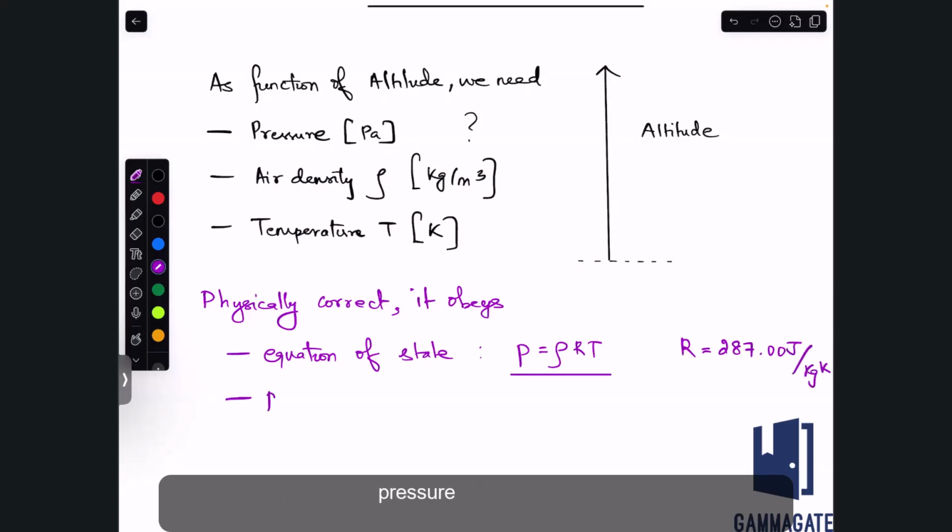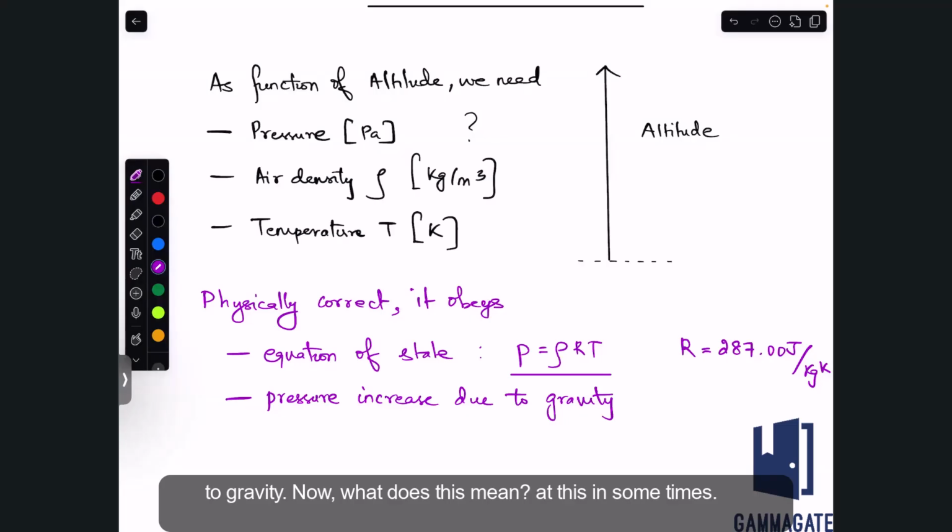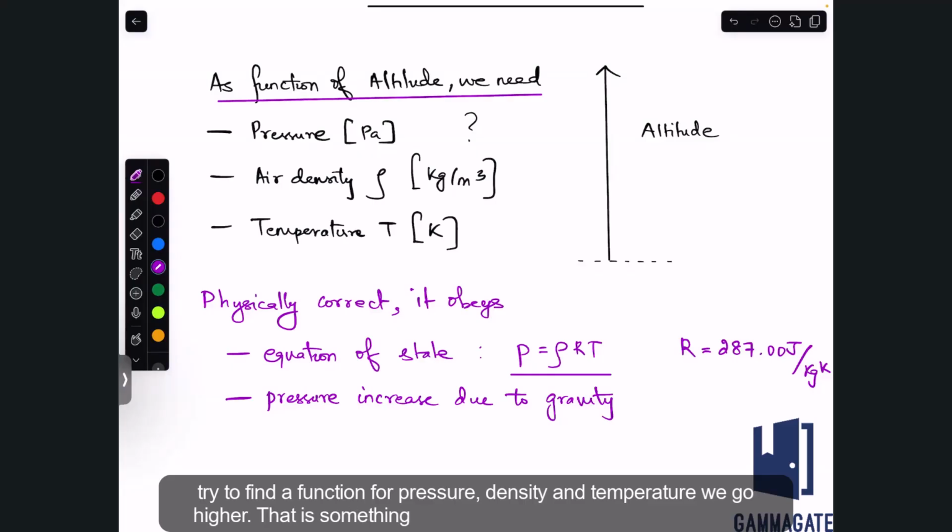And the pressure increases due to gravity. Now, what does this mean? We'll look at this in some time. So remember, what are we trying to achieve? We are going to try to find a function for pressure, density, and temperature as we go higher. That is something you have to remember.